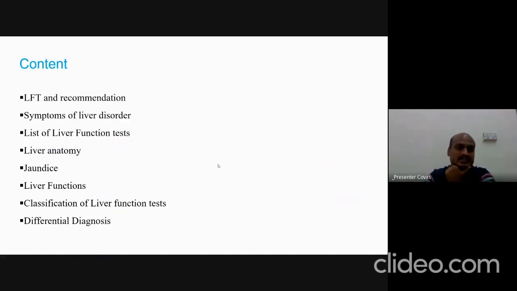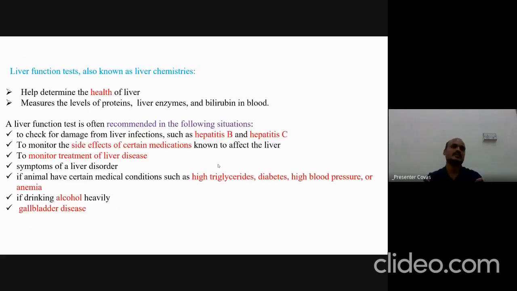So today's content is the liver function test and its recommendation, then symptoms of liver disorder, list of liver function tests, liver anatomy, jaundice, liver functions, classifications of liver function tests, and differential diagnosis. So liver function test is also known as liver chemistry. It helps in determining the health of the liver. Whenever we are doing a liver function test, we are measuring the level of protein, liver enzymes, bilirubin, etc. in the blood, right?